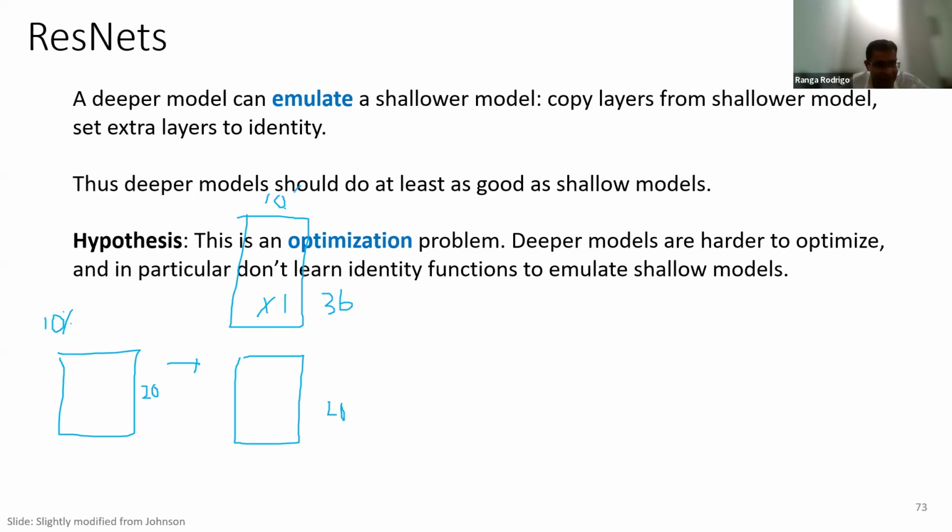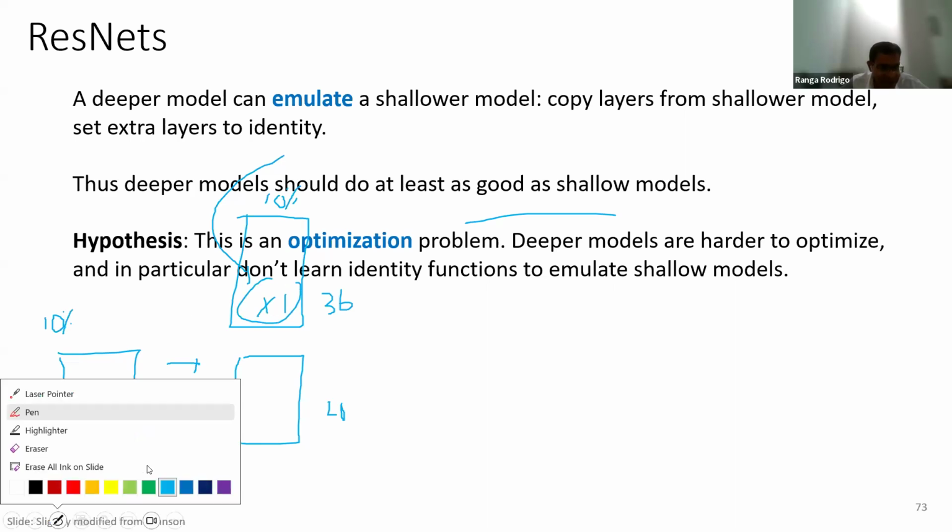But it did not turn out to be like that. That is the problem. If you copy the layers from a shallow model and set the extra layers to identity, meaning multiply by 1, the deeper model should do at least as well as the shallow model, but this did not happen. So the hypothesis is that this is an optimization problem. Deeper models are harder to optimize, and in particular they don't learn the identity function to emulate the shallow models. They cannot learn the multiply-by-1 function. That is the problem.